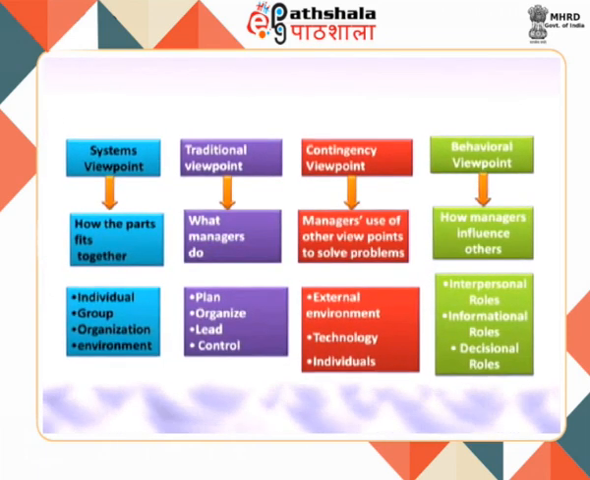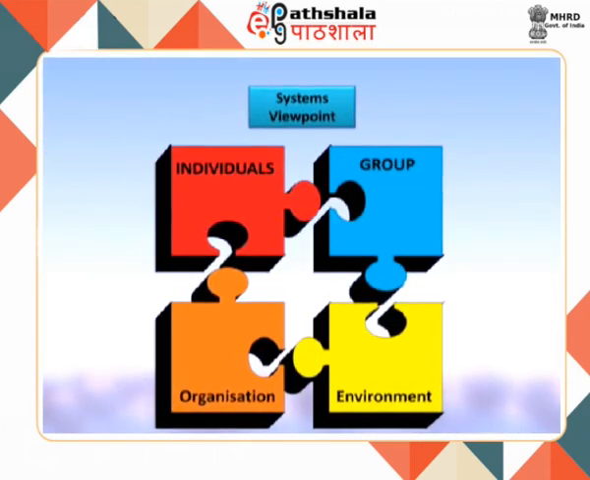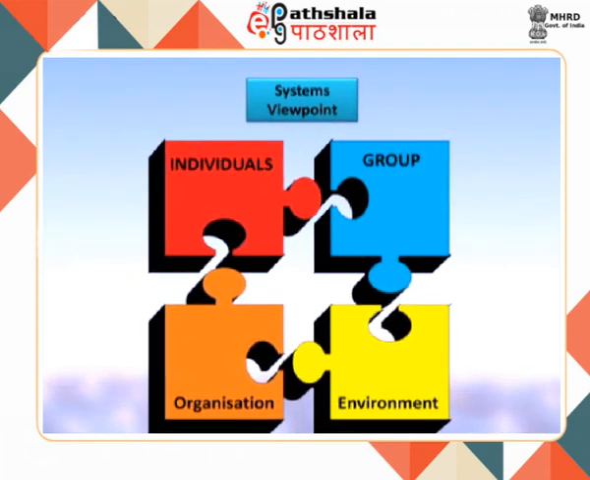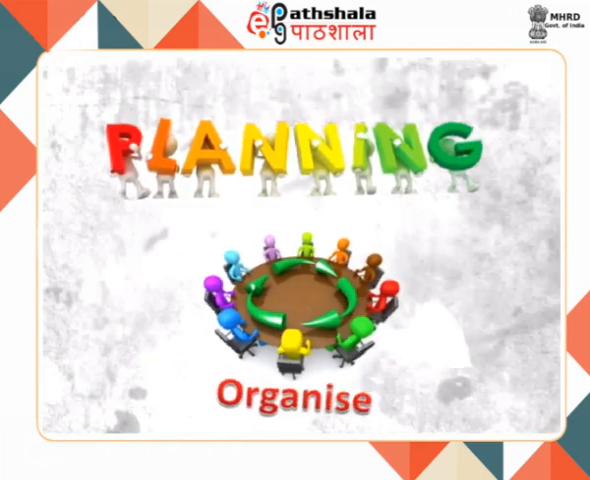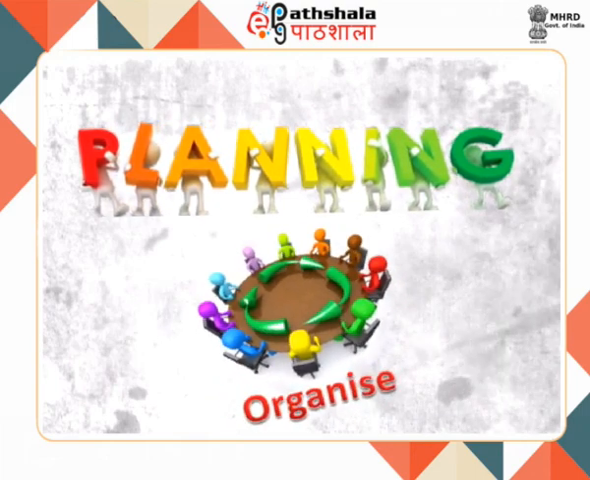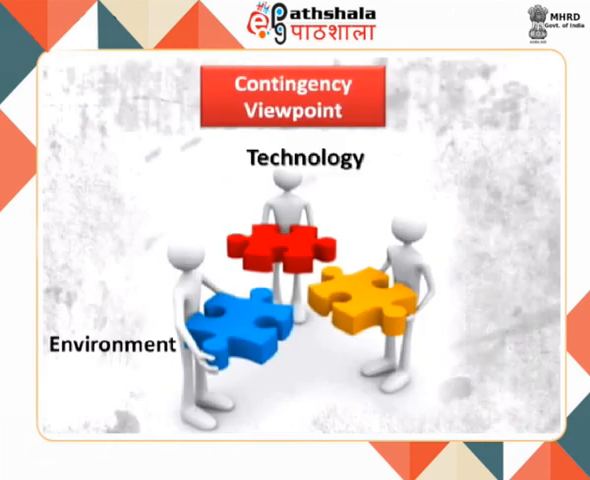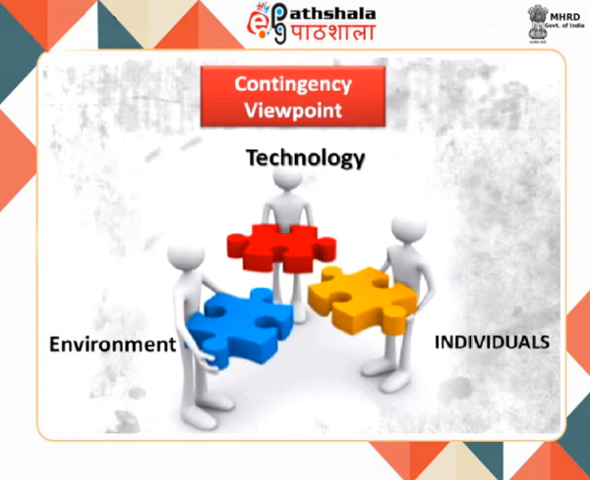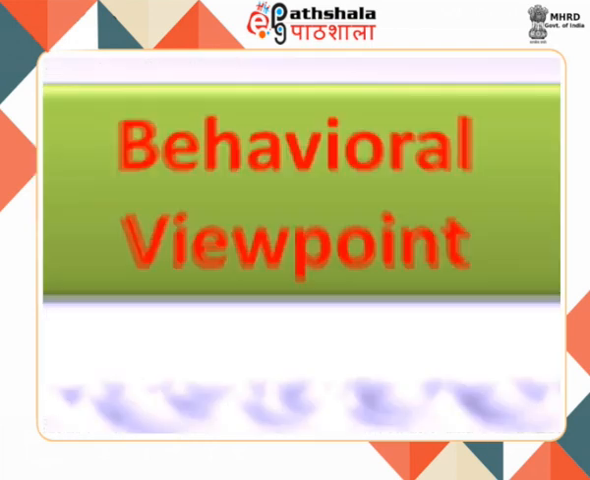The diagram shown summarizes the viewpoints of different approaches to management. System viewpoint deals with the question of how different parts of an organization fit together, for example, individual, group, organization, and environment. Traditional viewpoint emphasizes what managers do: plan, organize, lead, and control. Contingency viewpoint highlights the manager's use of external environment, technology, or individual in different ways to solve different problems. It rests on the premise that there is no one best way to solve every problem.